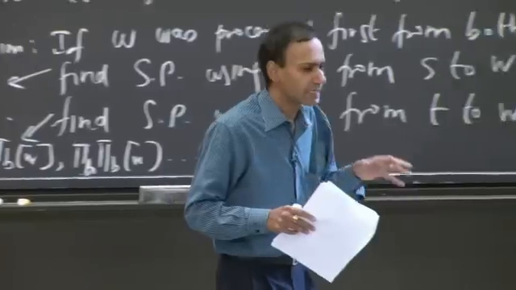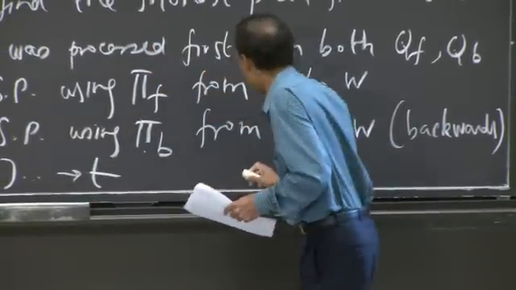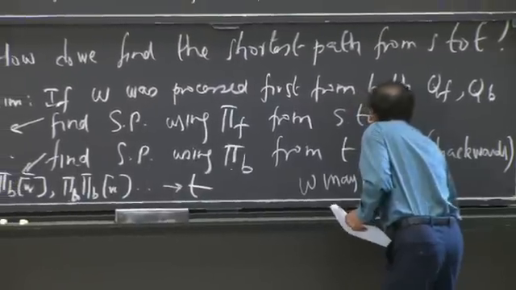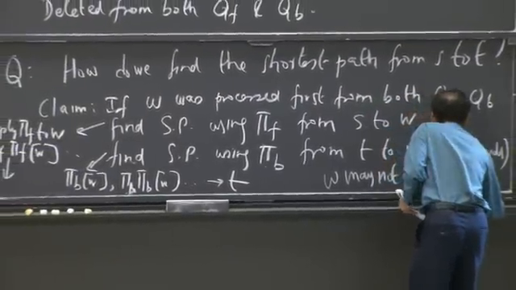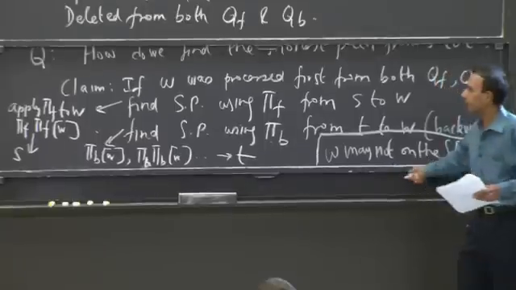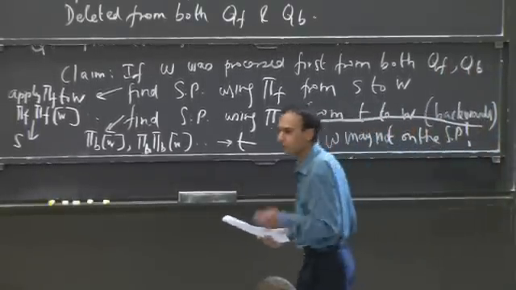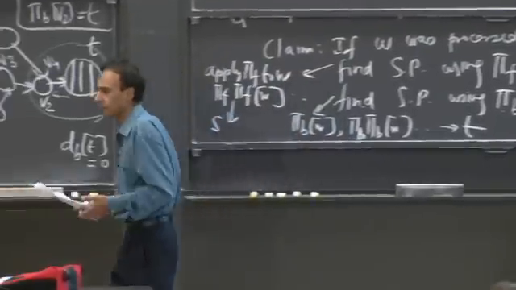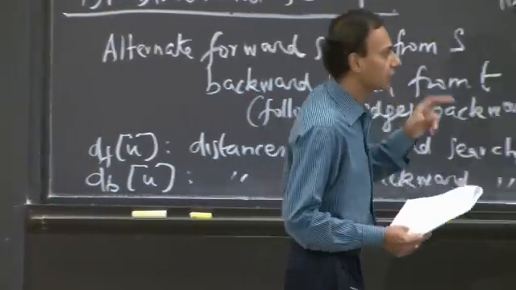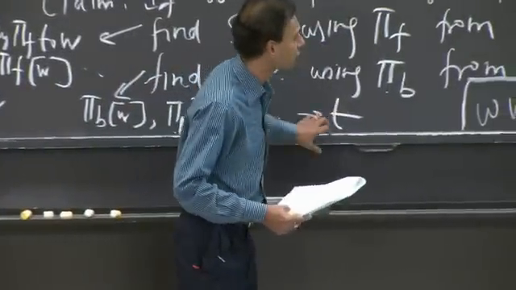So all of that makes sense, except it turns out that W may not be on the shortest path, okay? And I'll show you an example where W is not on the shortest path, right? So that's a real subtle condition. So we have to actually augment the termination condition, or we have to do something more than the termination condition.